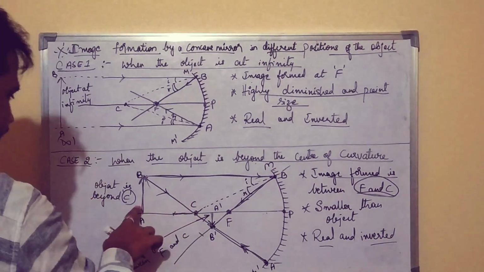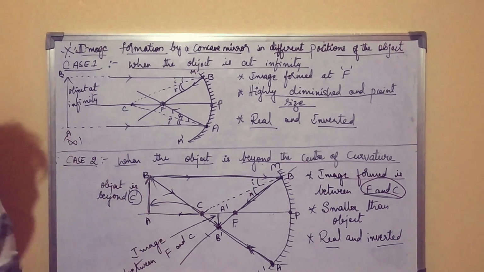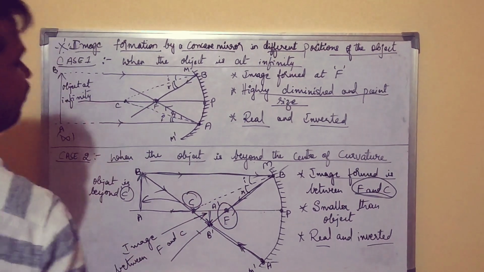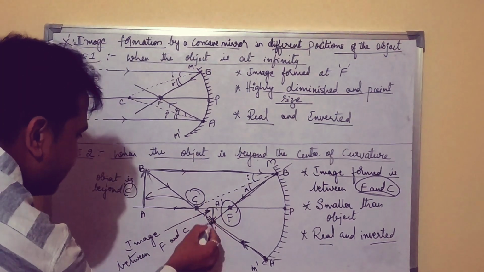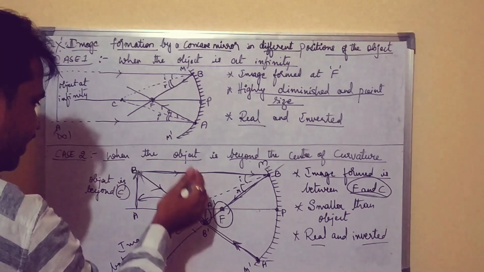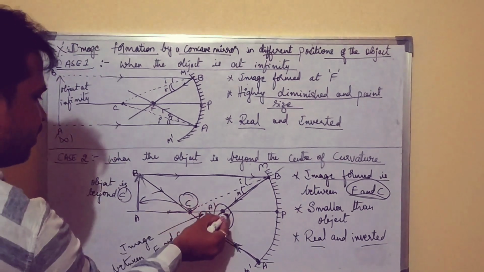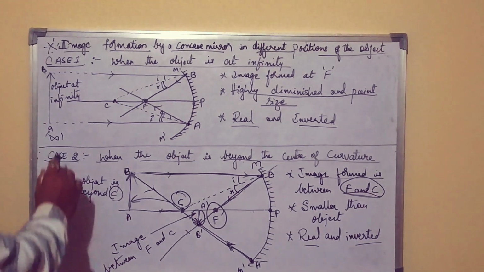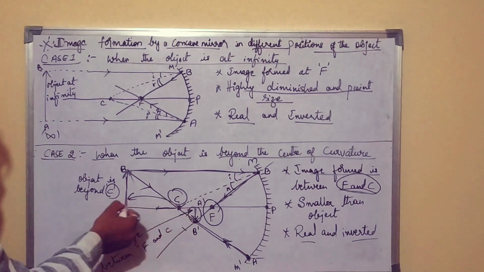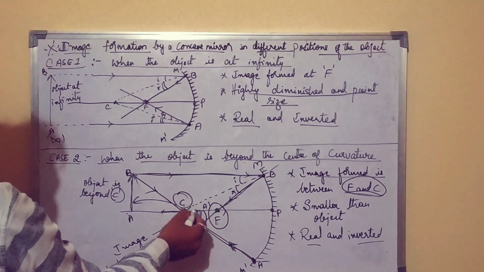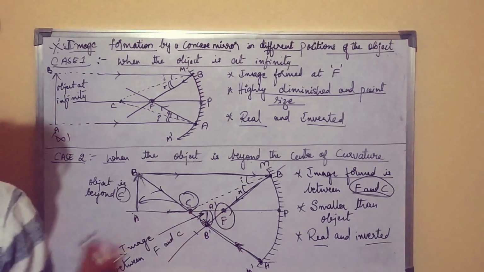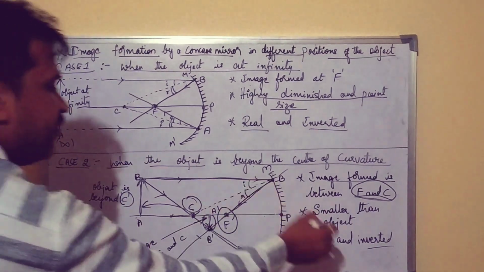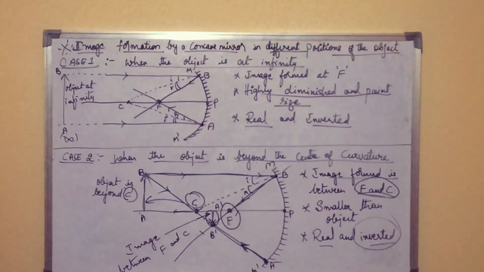This means, if the object is beyond the center of curvature, the image is formed between the center of curvature and the principal focus. You can see here, this image is smaller and it comes in between the center of curvature and the principal focus compulsorily. This can be demonstrated as well. So, case 2: when the object is beyond the center of curvature, the image is formed between the center of curvature and the principal focus. Image is small, real and inverted. Understood? Thank you.